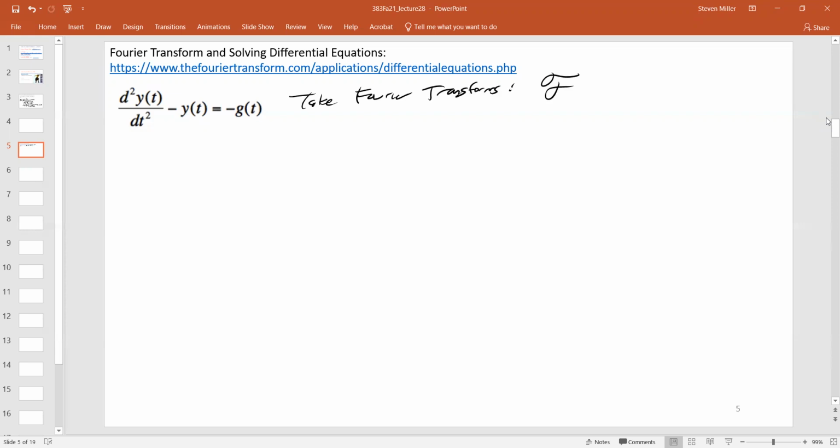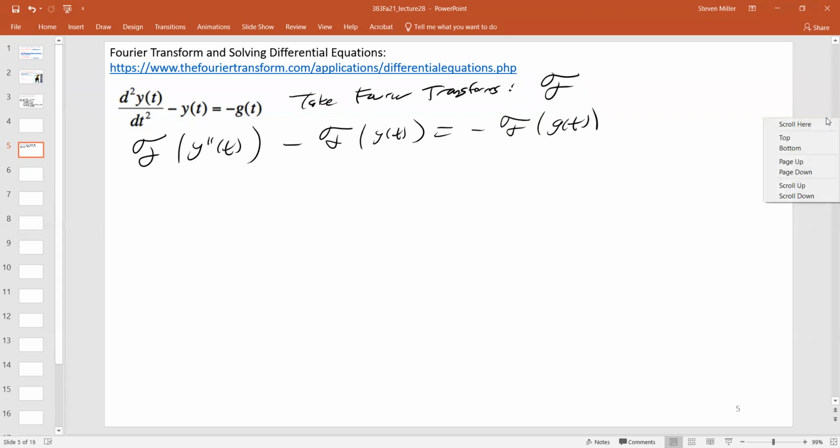And I'll denote it by using an f like this. So we have the Fourier transform of y double prime of t minus the Fourier transform of y of t is equal to negative Fourier transform of g of t. All right? And so we have to decide what letter do we want to use to represent the Fourier transform variable.